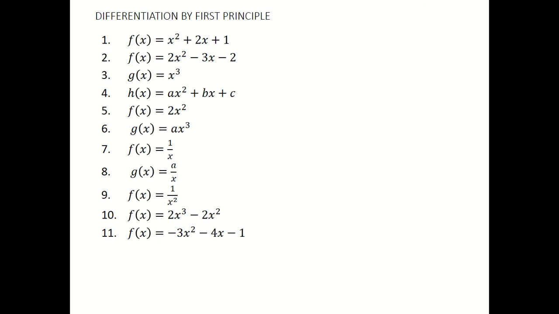This is the activity that you need to do.